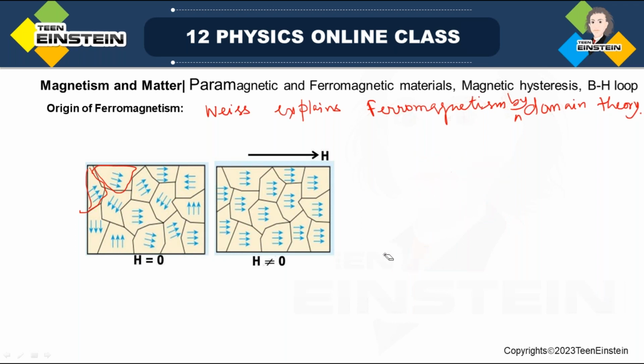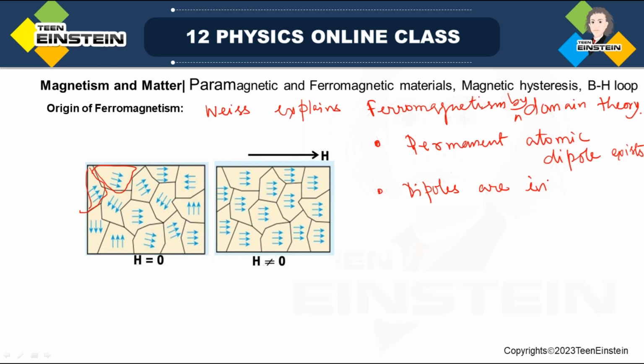So permanent dipoles are already there. Permanent atomic dipoles are existing here. Okay, atomic dipole exists. Then the dipoles are interacting, not independent. They depend on each other.